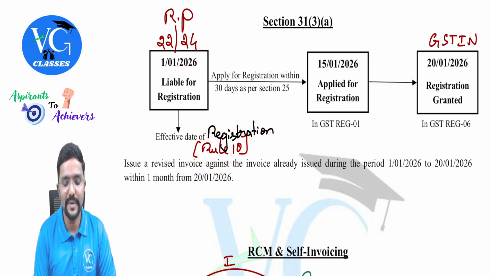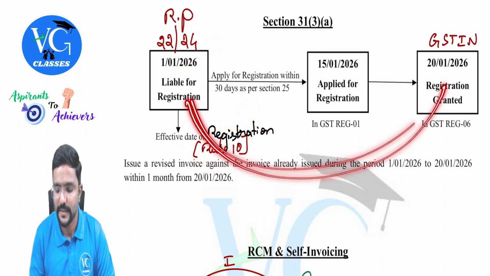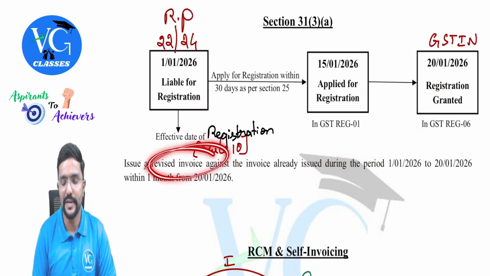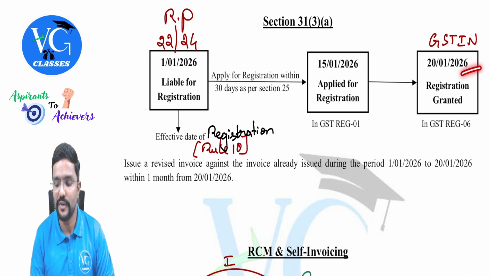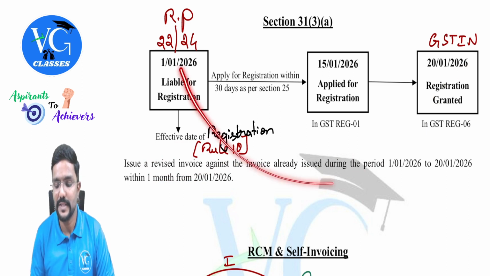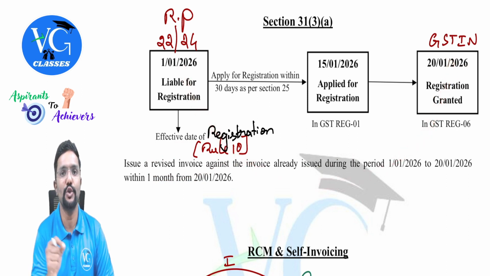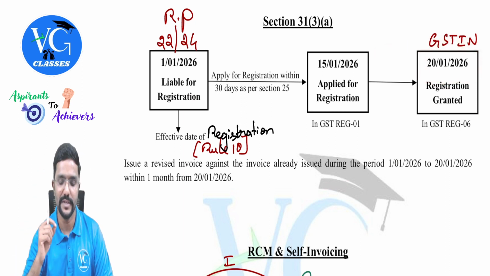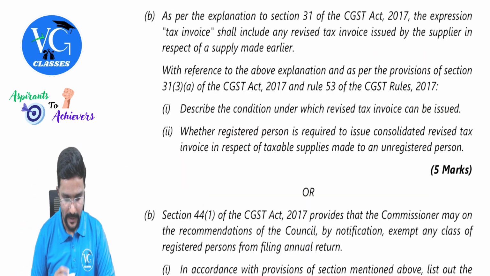And for whatever supplies he has made between these dates, he needs to go and issue revised tax invoice within 1 month from the date of grant of registration. Hope you understood. I repeat, for whatever supplies is made from 1st January to 20th January, he should go and issue for those recipients revised tax invoice within 1 month from 20th January. Hope you got it.